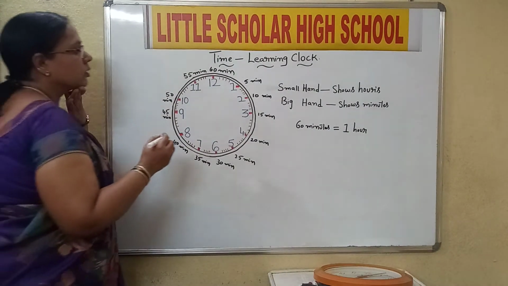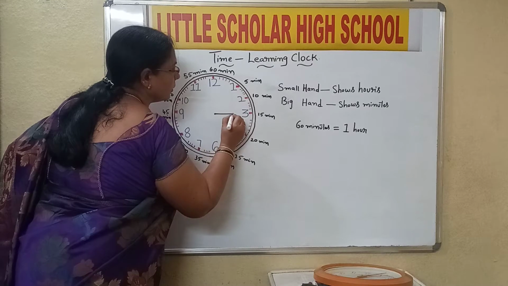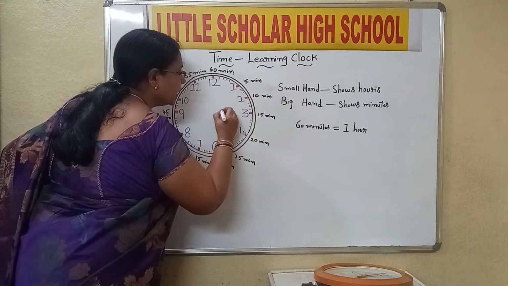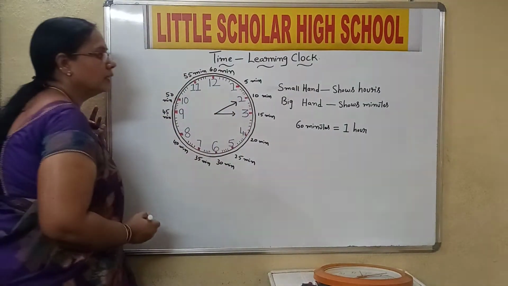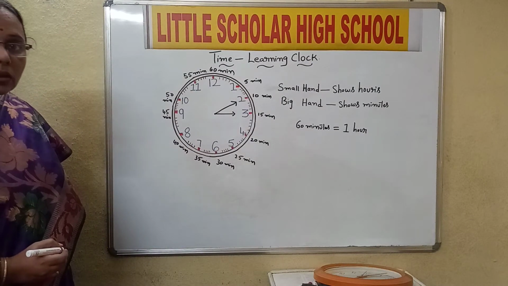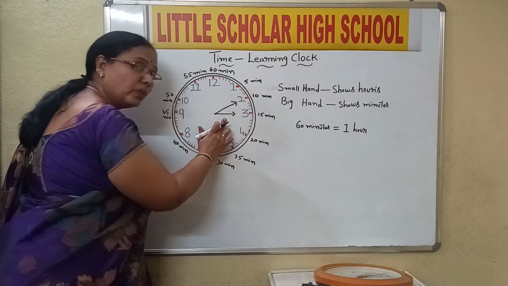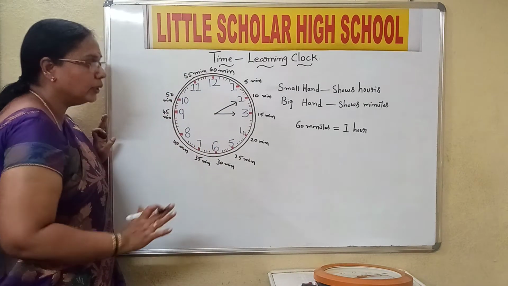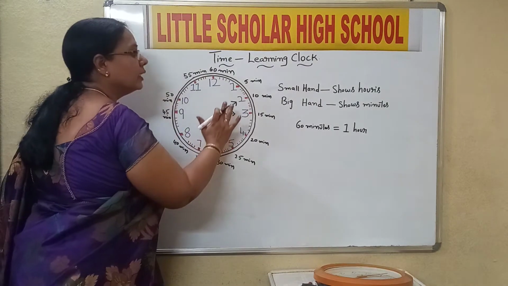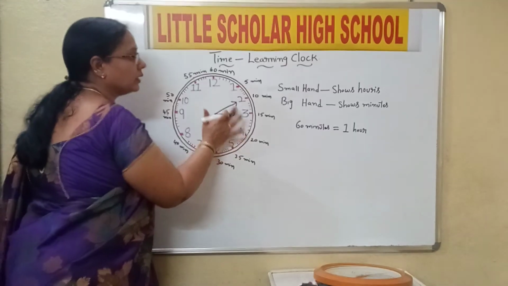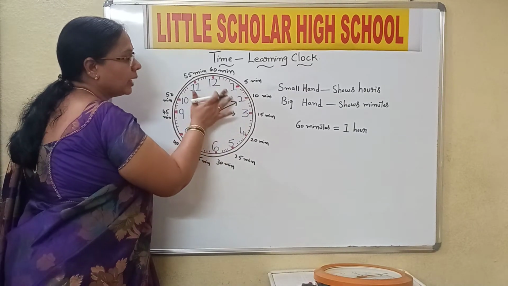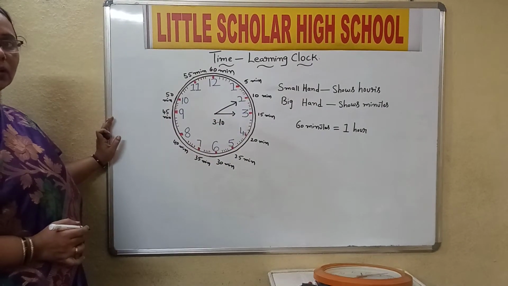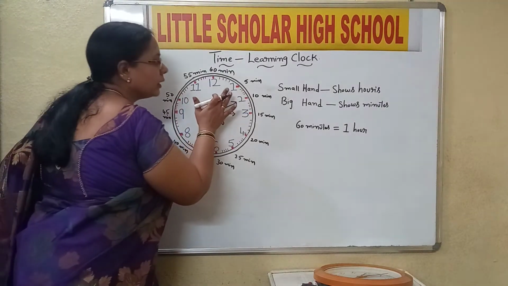Now let us say that the small needle is on 3. Where is the big needle, children? The big needle is towards 2. So the small hand will always tell you hours, and the big hand will tell you minutes. So 3:10, or 10 past 3. I said this is 5 minutes and this is 10 minutes. So what is the time now? It is 3:10, or 10 past 3.